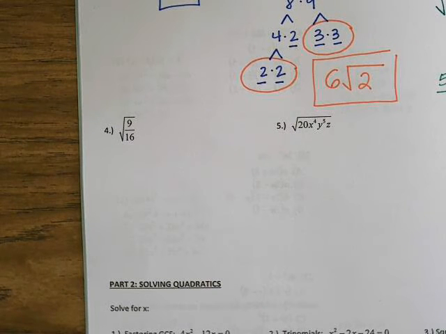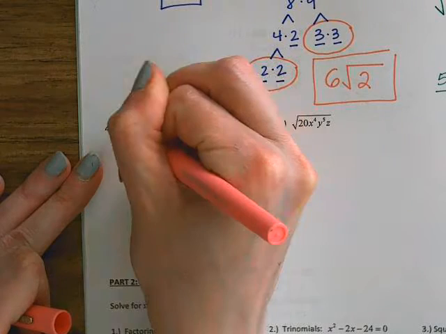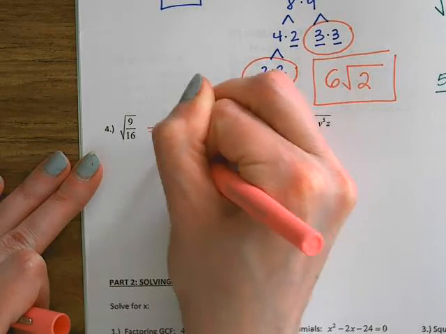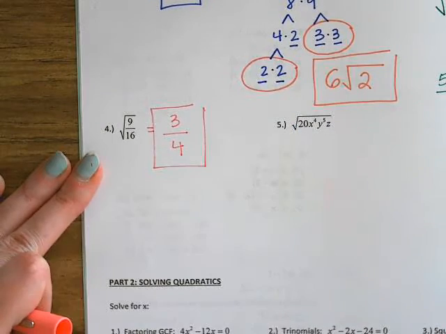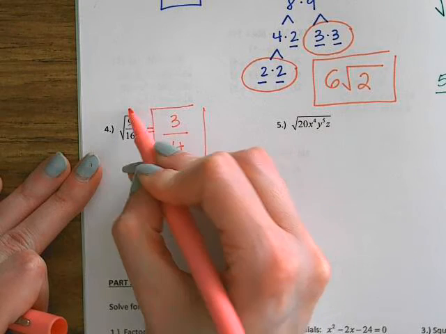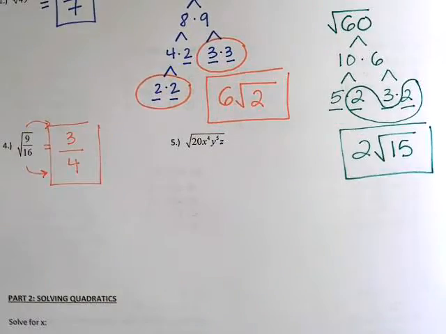All right, what about dividing? So dividing, well, on this one, I would just do them separate. The square root of 9 is 3, and the square root of 16 is 4. You could just do that. Sometimes it helps to divide first, but since they were already nice, perfect squares, just do it. Done.